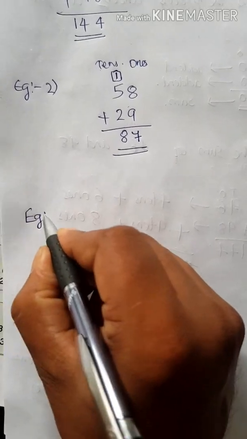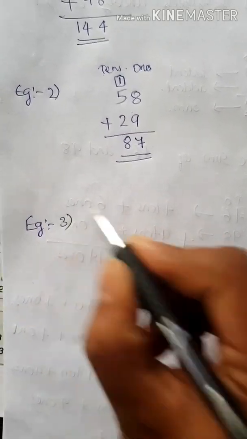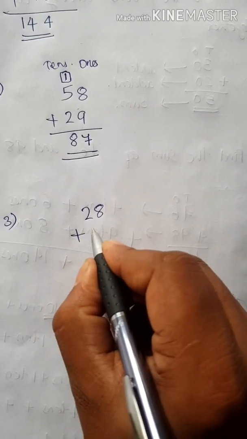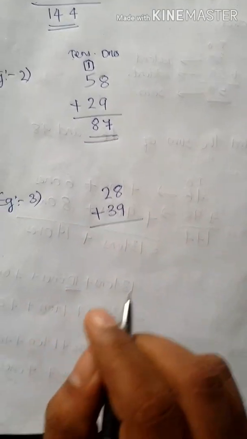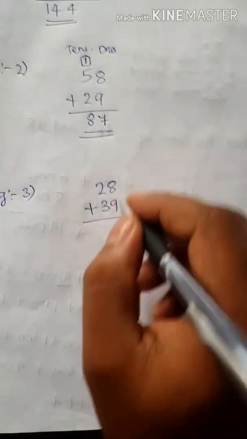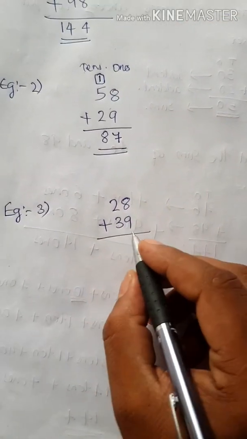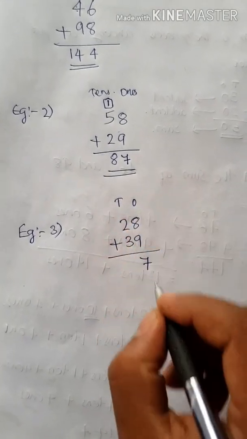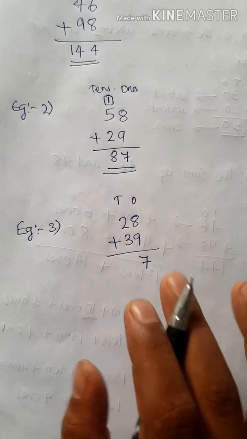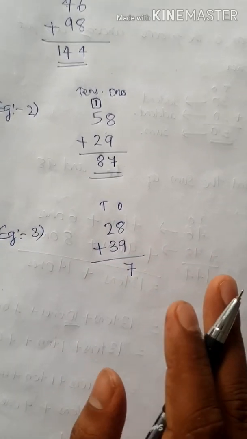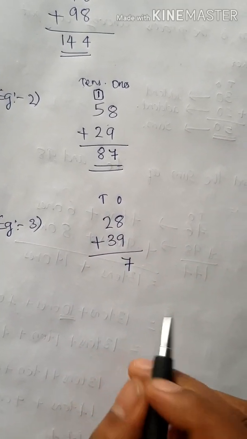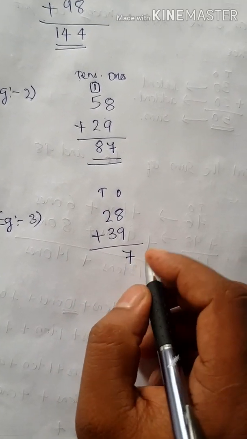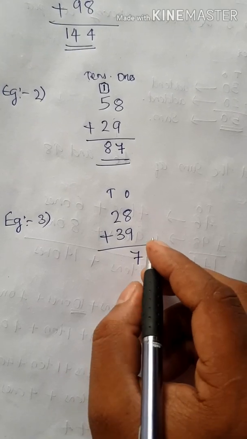Example 3. 28 plus 39. Let's write 28 plus 39. Before that, 8 plus 9 is 17. This one is ones and this one is tens. Let us add ones first. So 8 plus 9, 17. In 17, 7 ones and 1 ten is there.